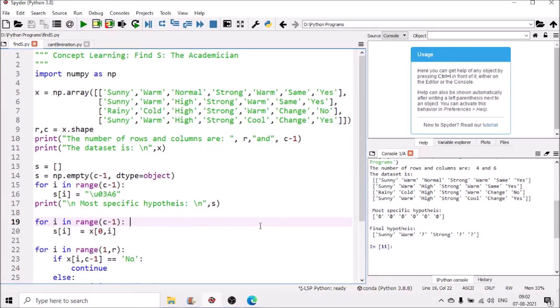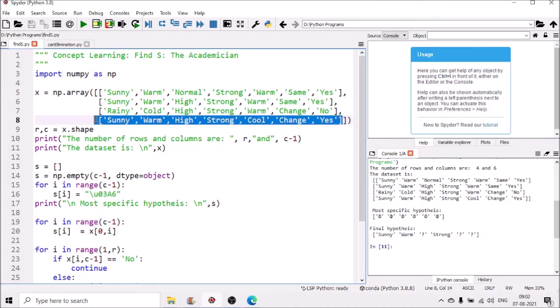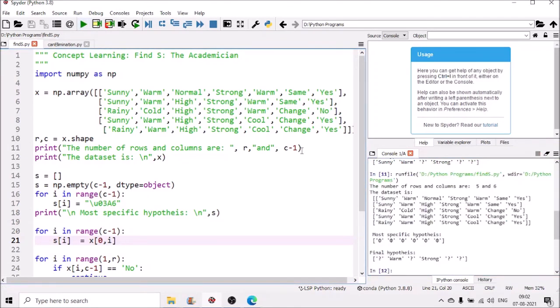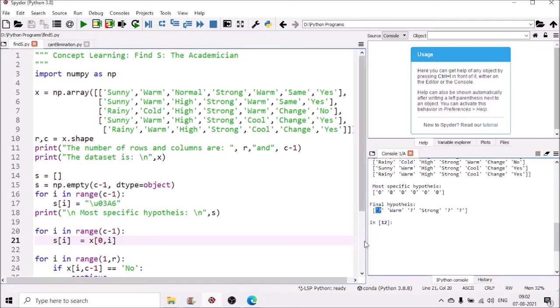Now if you put some more values, we can get a different result. Just put some more values here. Say it is a yes, and instead of sunny, let it be rainy. Execute it, and we will see this part will now be a question mark. Now you can see the first one is now a question mark. The output is different because this one is the rainy part.